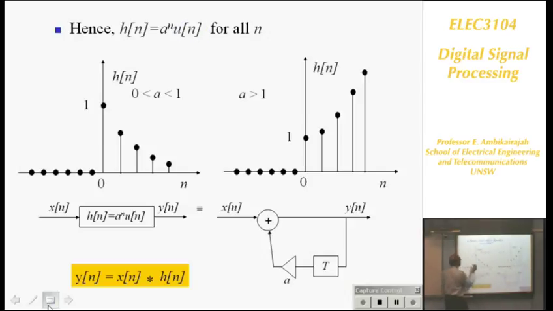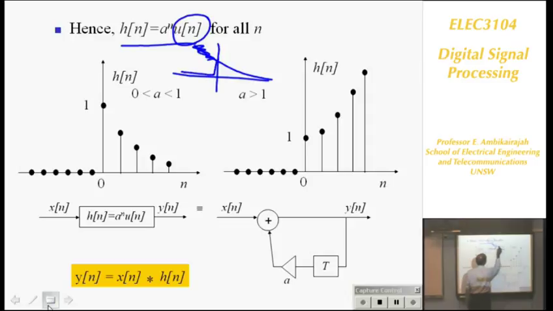Why do you use un? If you plot a to the n alone, it has got values on the negative side as well. If it's a real system, we don't need this. So we put un, a step function. If you multiply these two, this will go to 0. So that means it's a system for n greater than or equal to 0. The real system is this. If a is less than 1, it will decay like that.